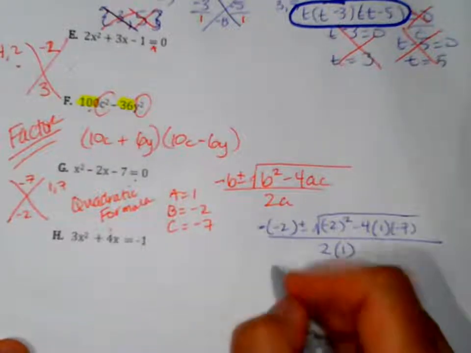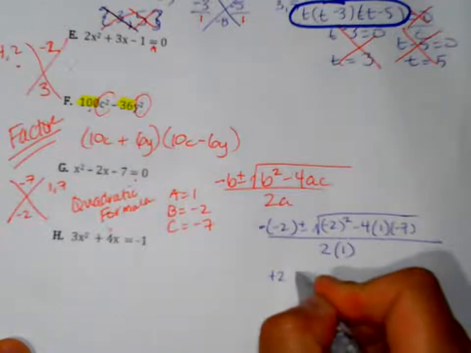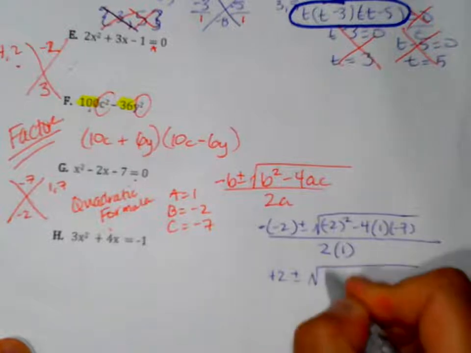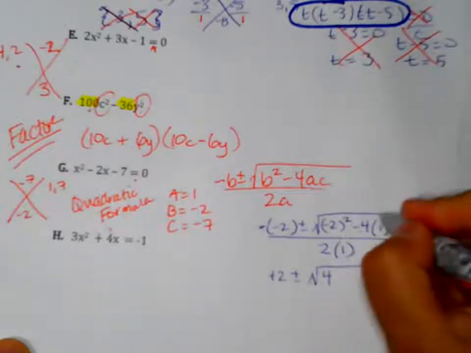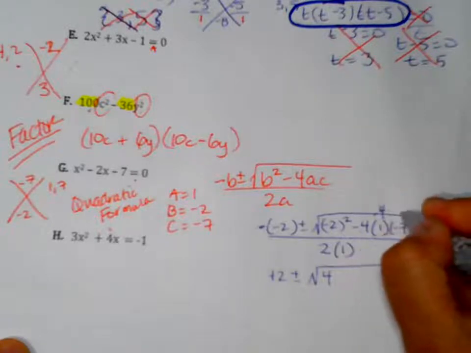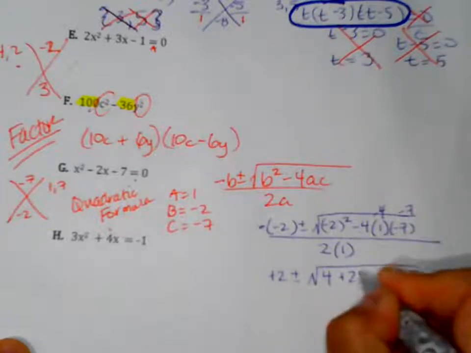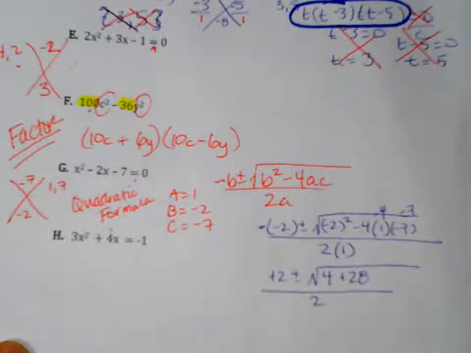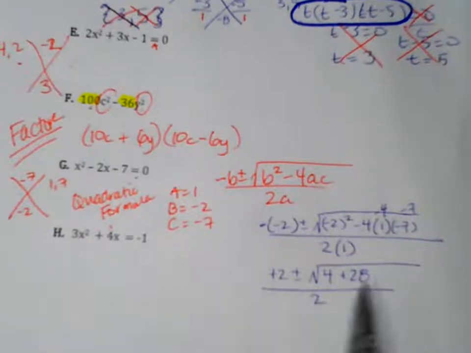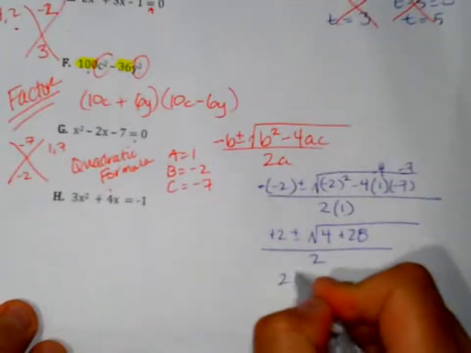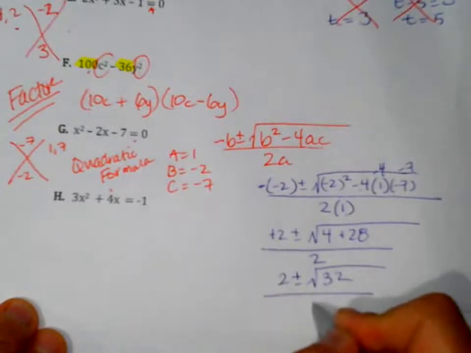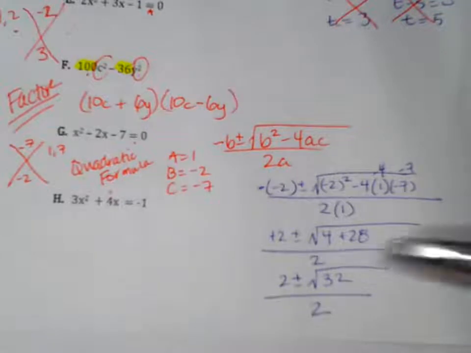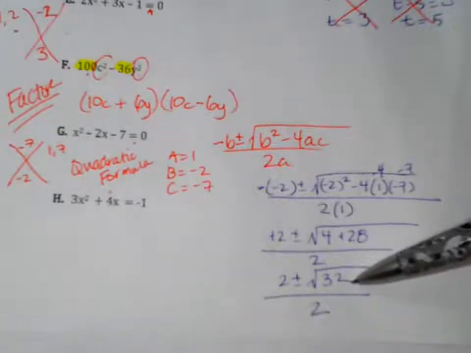This becomes 2 plus or minus the square root of 4. And then I've got negative 4 times 1 is negative 4, and then that's a negative 7. So that's positive 28 all over 2. Add 2 plus or minus the square root of 32 over 2. Okay. Again, you have to break down that radical.